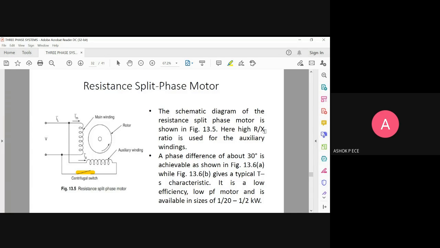Why is more resistance required? During the starting of the motor, a very small amount of current should flow into your motor. So the resistance value should be high. So between these two windings, I can achieve about a 30-degree phase shift. So the efficiency is low and it is available in this size. Okay. So the parameters are given here.